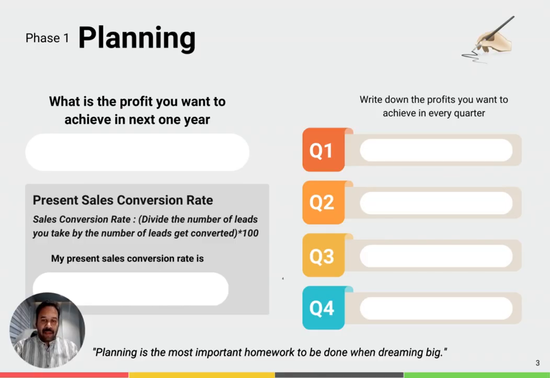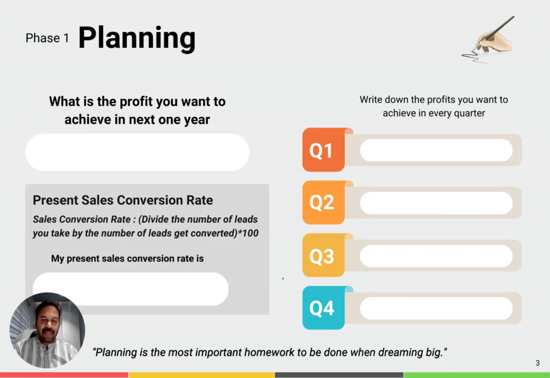Okay. The first page of planning is this. You need to fill a few things inside. What is the profit you want to achieve in the next 1 year? You need to fill it here. Then, what is your present sales conversion rate? Sales conversion rate is, you get the number when you divide the number of leads that got converted by the number of leads you have taken, and multiply it by 100. Okay, so you'll get your sales conversion rate.